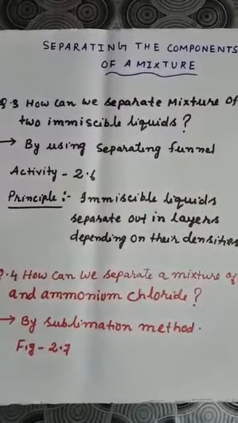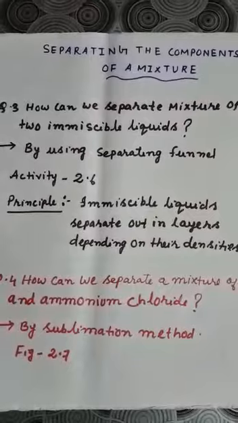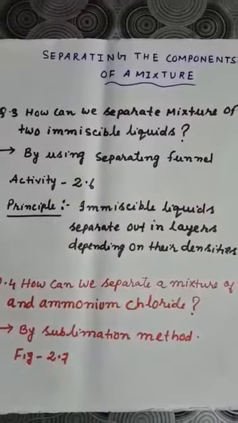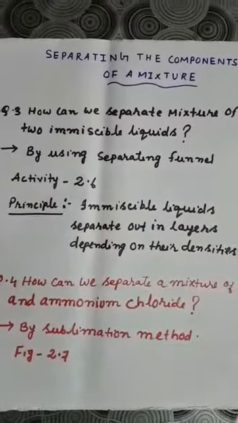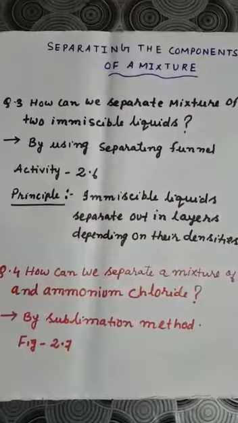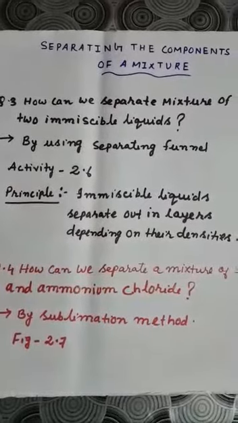Why? To see two distinct layers. When you keep it undisturbed for some time, you will see that two distinct layers are produced. In the upper layer there will be kerosene oil, because it has lower density than water, which will be in the lower layer. Am I clear?